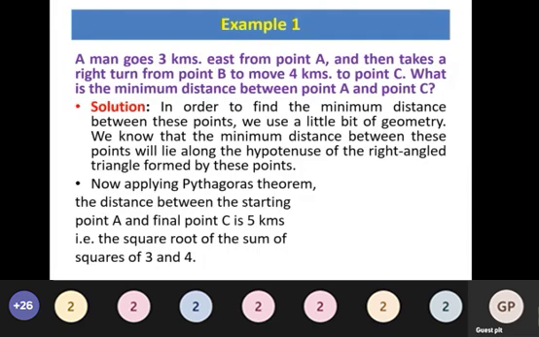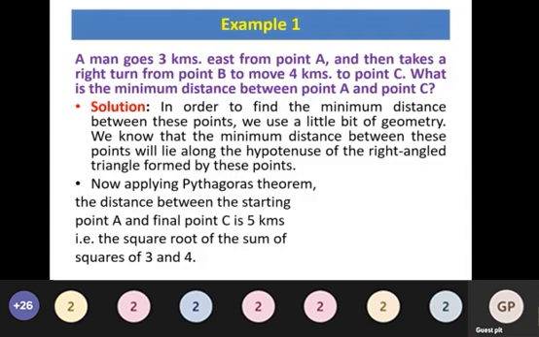I'll read out once again. A man goes 3 kilometers east from point A. Then he takes a right turn from point B to move 4 kilometers to point C. What is the minimum distance between point A and point C?